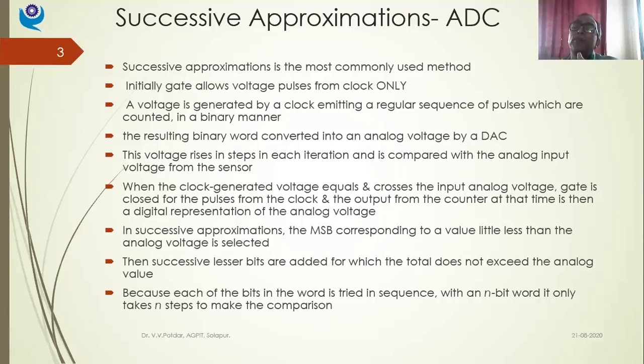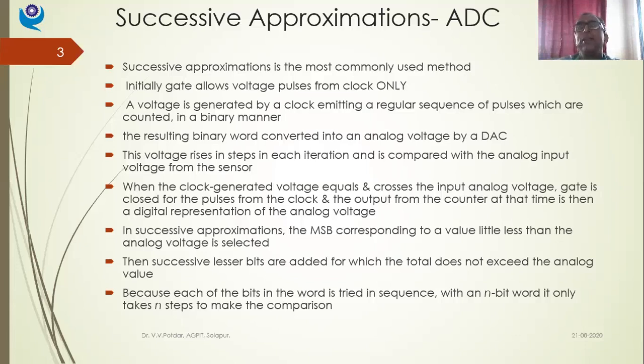Now the last digit, 2 to the power 0, corresponds to 1. So the next word I'll be generating is 1001, which corresponds to 8 plus 1, that is 9. So 9 volt will be achieved by 8 plus 0 plus 0 plus 1. The binary number corresponding to that is 1001. This signal I'll be generating through a clock.